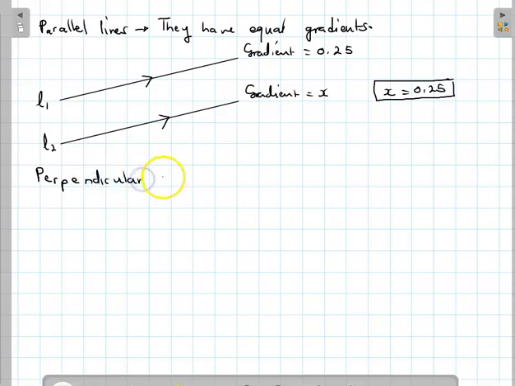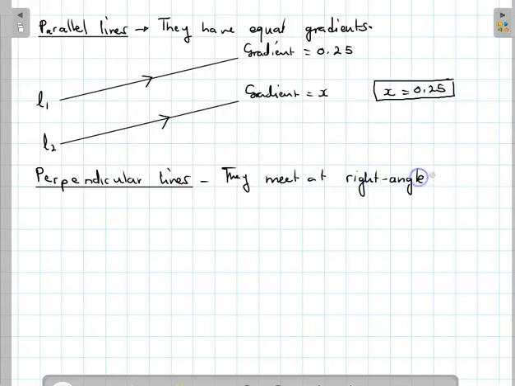perpendicular lines. We have what are called perpendicular lines. So what are perpendicular lines? They are different from parallel lines. Perpendicular lines are lines that meet at 90 degrees. So also they share a property as far as gradient is concerned. So pay attention. So perpendicular lines, this is the definition, they meet at right angles. That is, they meet at 90 degrees.